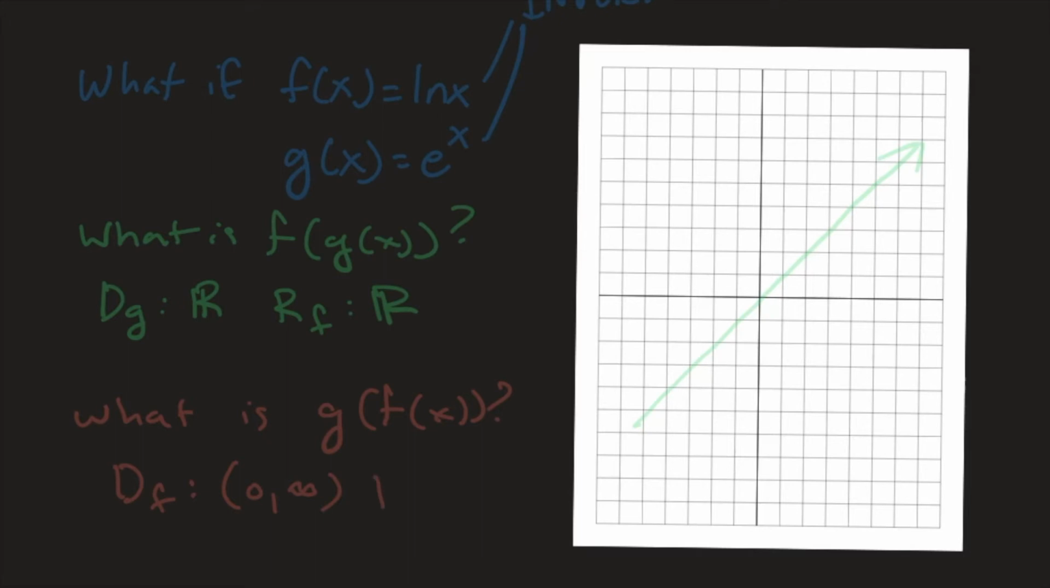Meanwhile, for g of f of x, the natural log is now on the inside, and the natural log only takes positive inputs, and the exponential only gives positive outputs. So now our graph is just quadrant 1, excluding the origin.